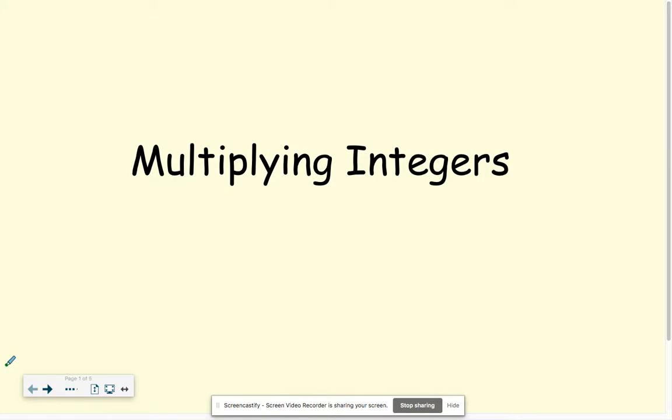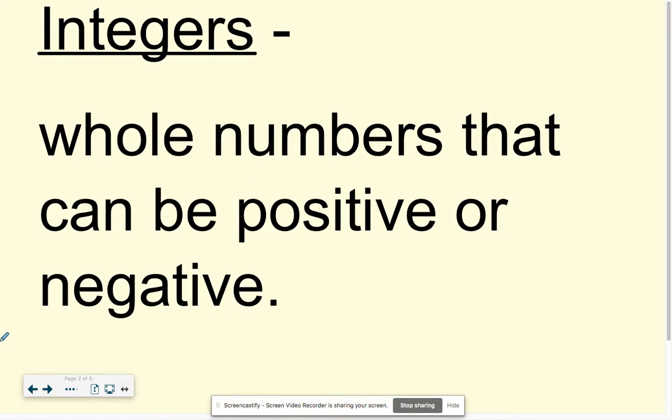In this lesson, we're going to work on multiplying integers. Please make sure you have something to take some notes or pay close attention so that you understand how to do these. First of all, we're going to review what an integer is. Remember, integers are numbers that can be positive or negative.